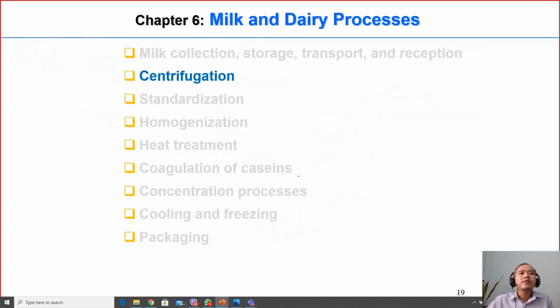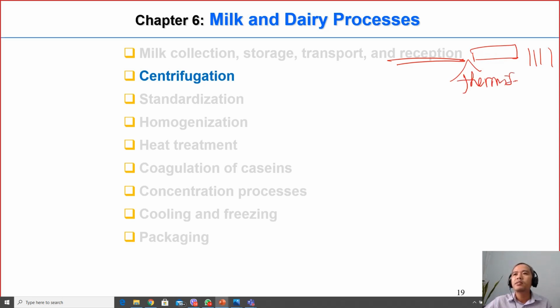Yes, so we are done with the first part: how milk is collected, how milk is stored, how it is transported to the factory, and then how it is received into the factory. When they receive the raw milk into the factory, normally they will store it for a while before processing. And for storing for a while before processing, they have to apply a mild heat treatment, which is called thermization.